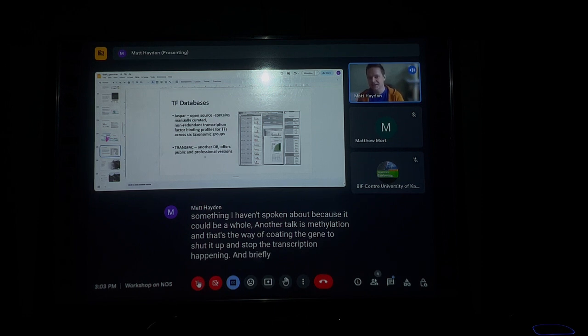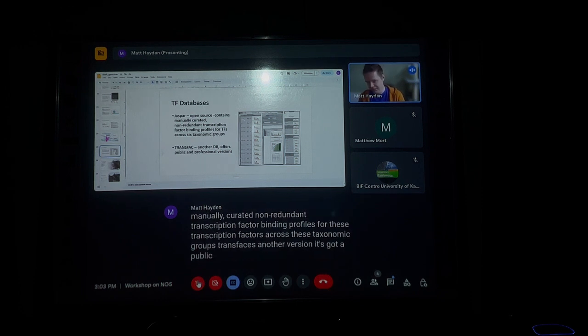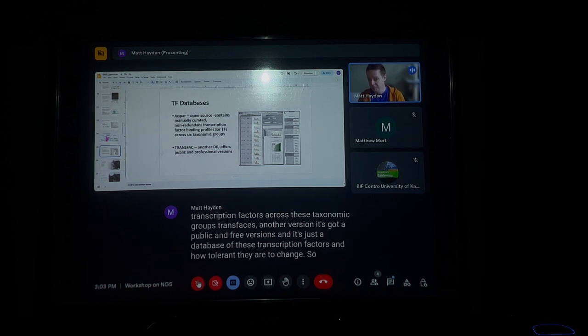Briefly, some databases. Jasper is an open source database, contains manually curated non-redundant transcription factor binding profiles for these transcription factors across these taxonomic groups. Transfac, another version, has got public and free versions. And it's just a database of these transcription factors and how tolerant they are to change. So this might be a good resource if you're interested in investigating mutations and transcription factors.